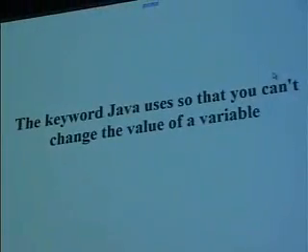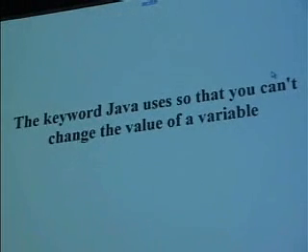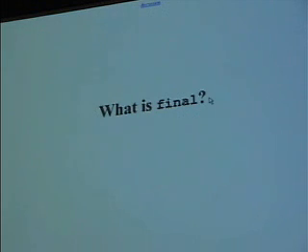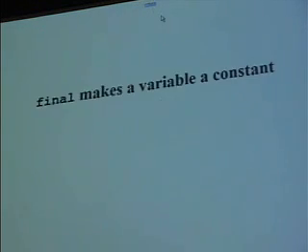Okay, audience, pick a category. Miscellaneous. The keyword Java uses so you can't change the name of a variable. Final. What is final? Should we count that? Yes. Okay, that's correct. So Beth gets 100. So she said, what is final? Remember that if you're declaring a variable, you say final int x equals 7, and then you can't change that value.